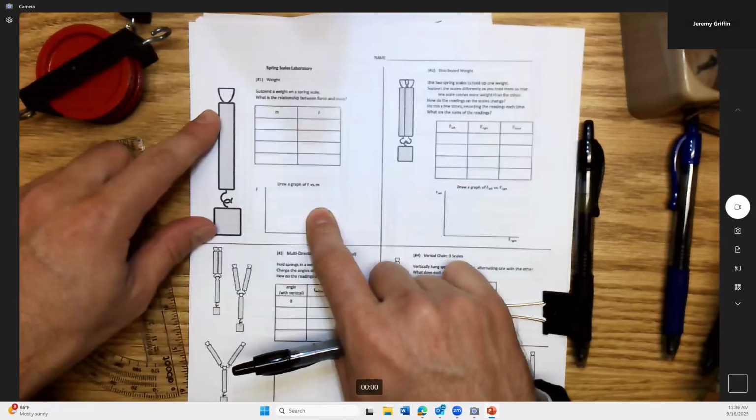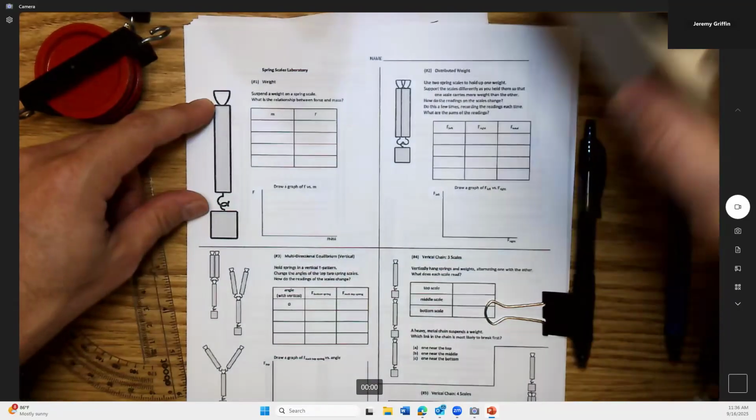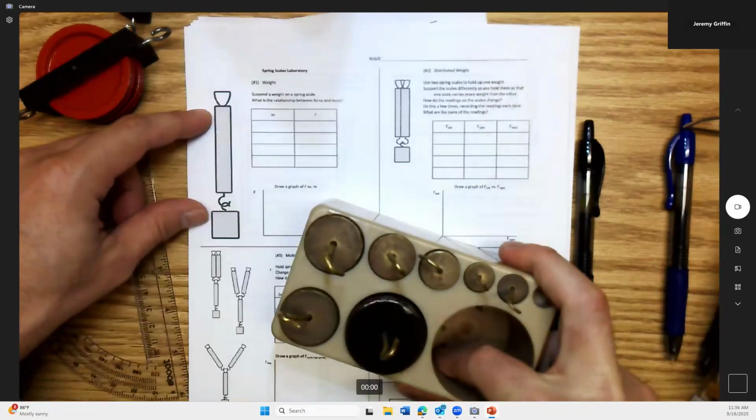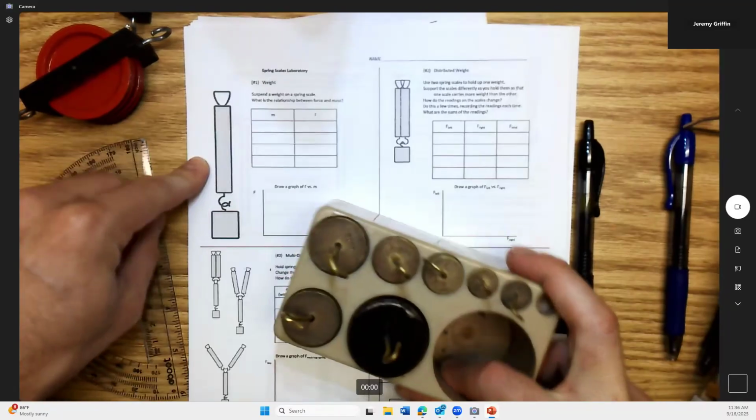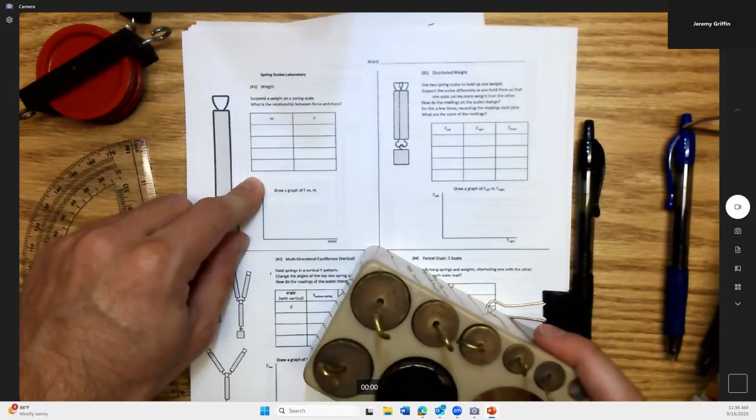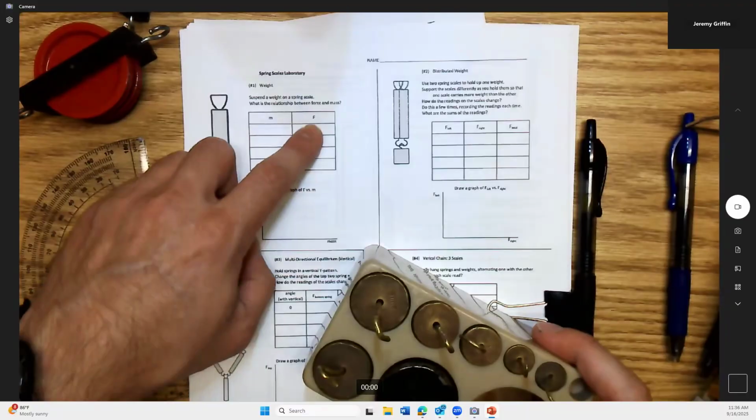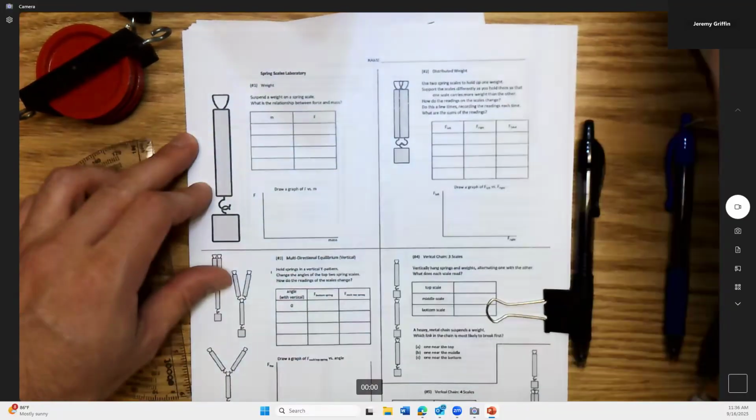Okay, so the first one, I just want you to take different lab weights. You have a whole box of lab weights here, and attach different lab weights to a spring scale. What's the mass, either in grams or kilograms? And then what's the corresponding force rating in newtons?